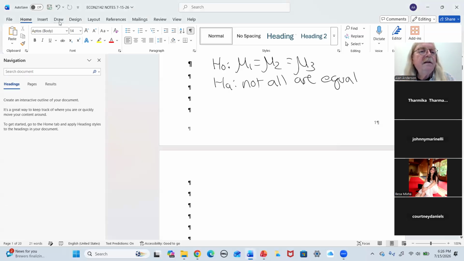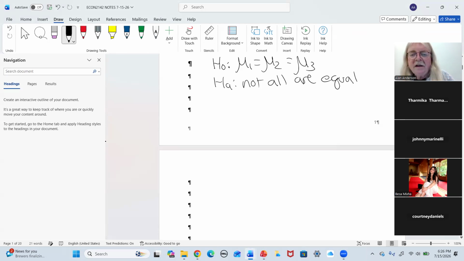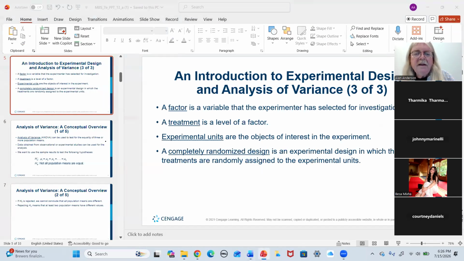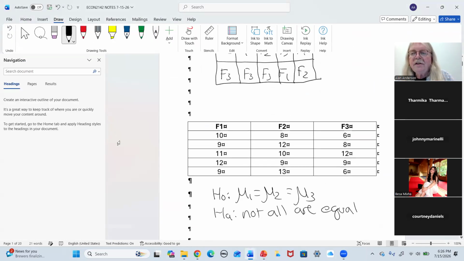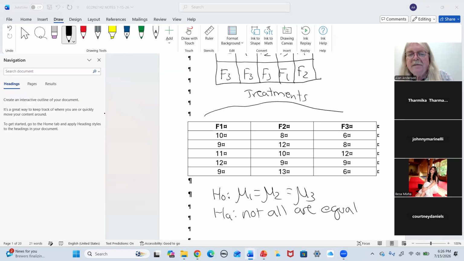It's the factors that we're trying to compare to each other, the fertilizers. So there's only one factor here. And the treatments, again, are just these three columns. In other words, how did we test this hypothesis? These three columns are known as treatments. How did the corn do with F1, with F2, and F3?